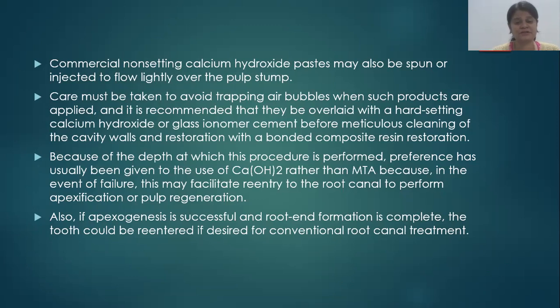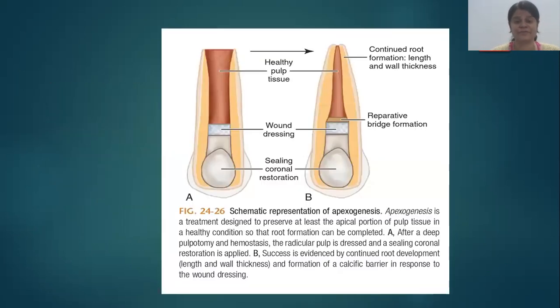If apexogenesis is successful and root end formation is complete, the tooth could be re-entered if desired for conventional root canal treatment. So this is a schematic representation of apexogenesis. Here we can see diagram A, where you can see a wide open apex with blunderbuss canals, and the thickness of the dentin around the root is also very thin. So here, after removal of the coronal pulp tissue, wound dressing is given using appropriate pulp material. Then the coronal restoration has been sealed.